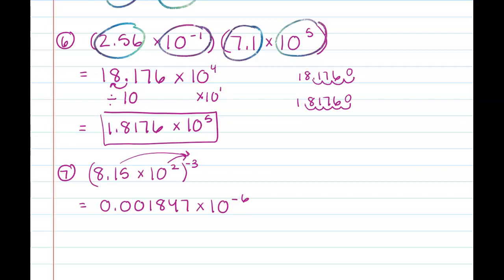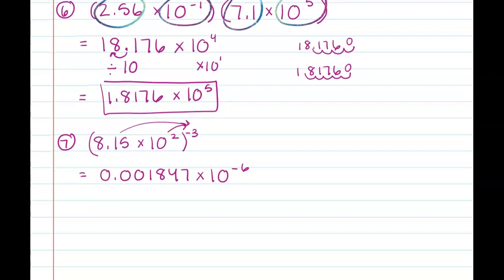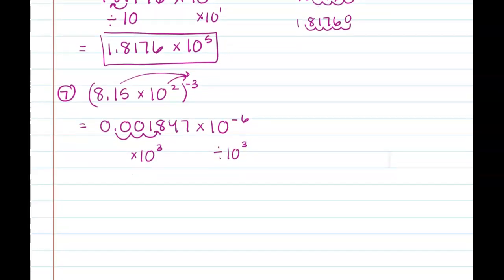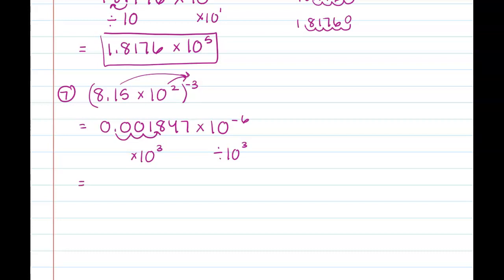Similarly to the prior problem, this isn't scientific notation because we don't have a single digit number. To make that work, we're going to have to multiply by 10 to the 1, 2, 3, so times 10 to the third. And if we do that, we'll have to divide by 10 to the third over here to make our equation still work. And so then we end up with 1.847 times 10. If we're dividing by 10 to the third, we're essentially subtracting 3, so it's times 10 to the negative ninth.